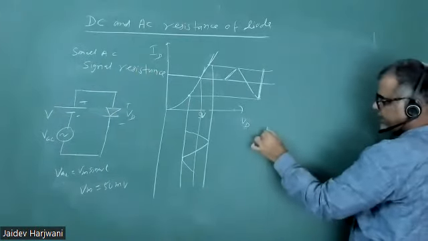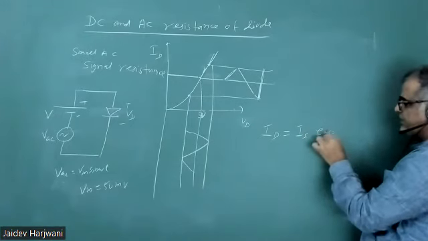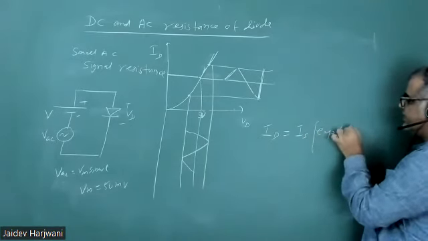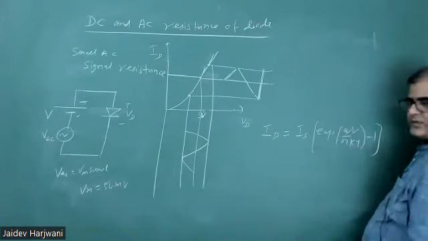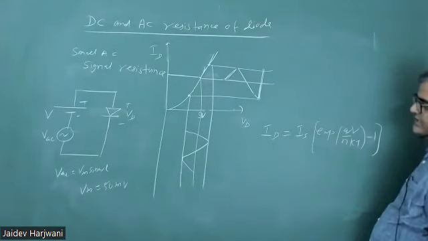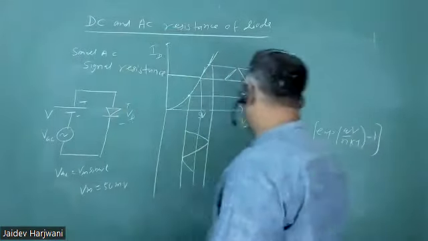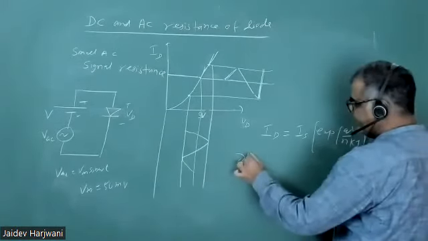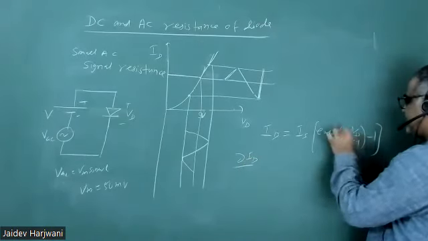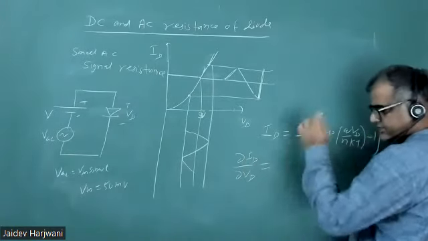Suppose the diode current ID is given by IS times exponential of QV by NKT minus 1. Yes or no? It is the value of the diode current. Now what you can do is differentiate this: del ID upon del VD, with VD the diode voltage. Just differentiate this one. Tell me what's coming.